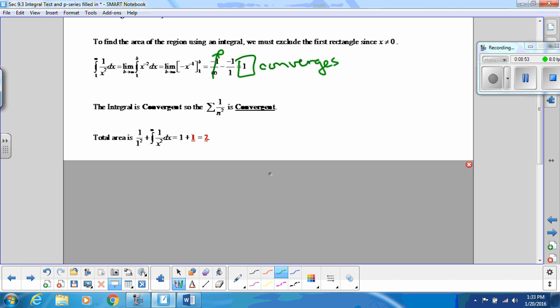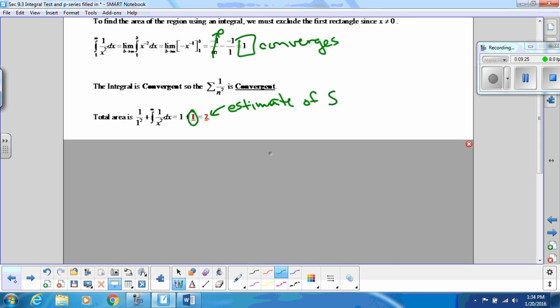So the total area, let's talk about the total area. This is that part with the rectangle that I was just talking about. This integral is not the whole area, right? We were leaving off that first rectangle. So if that integral is equal to 1, right, then we have to add that first rectangle that had an area of 1. So if I had to estimate, this is an estimate of the summation of the series, then that would be true.